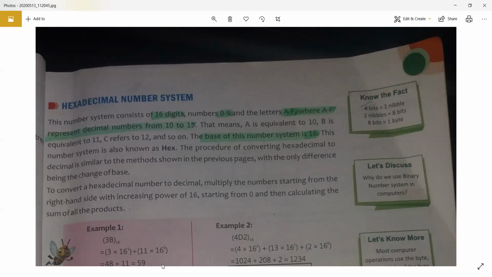So decimal will come as it is, and from 10 onwards, we are going to name it as 10 as A, 11 as B, 12 as C, and so on. Till F, we have A to F alphabets. So in hexadecimal, we have 16 digits, that is 0 to 9 digits, and A to F alphabets. The base of this number system is 16, and this number system is also known as hex.